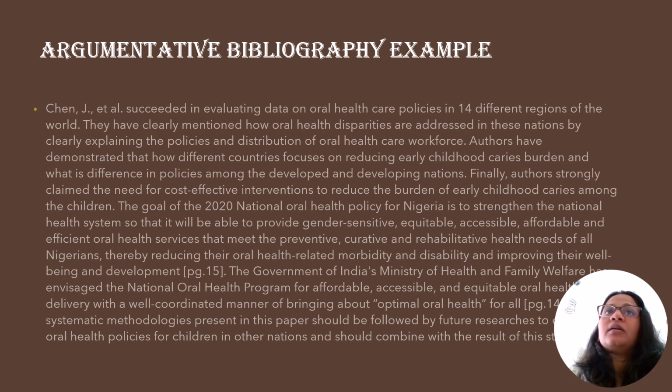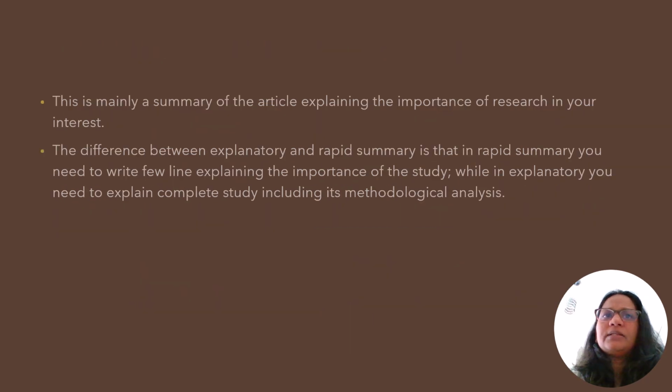Again, I'm telling you that the rapid and formulative are very fast. They just help your reader to see that you understand. However, in argumentative, your reader knows, or you yourself know, why this research is important and how it is going to help. The argumentative bibliography helps you to formulate and write your research and to understand the methodology you are going to take, with strong evidence and argument in your own words. So this is the example of an argumentative bibliography.